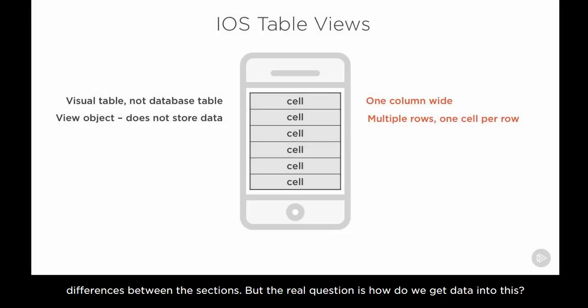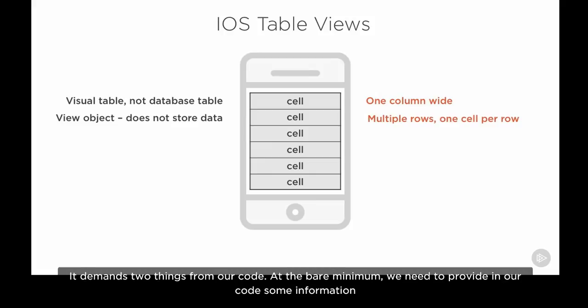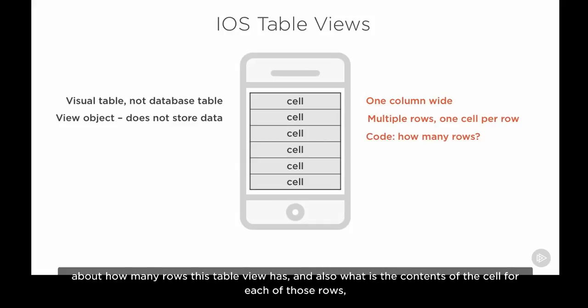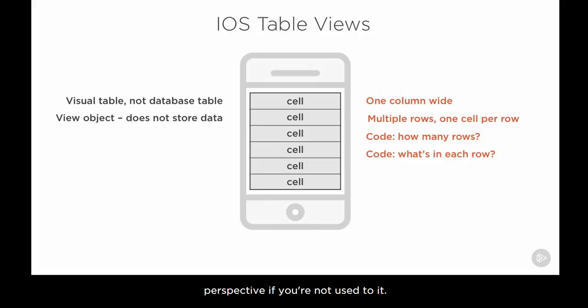But the real question is, how do we get data into this? Well, at its most basic, its most fundamental, the table view control demands 2 things from our code. At the bare minimum, we need to provide in our code some information about how many rows this table view has, and also what is the contents of the cell for each of those rows, what's in each row. And we provide this information using a protocol. And that can mean a little shift in perspective if you're not used to it.